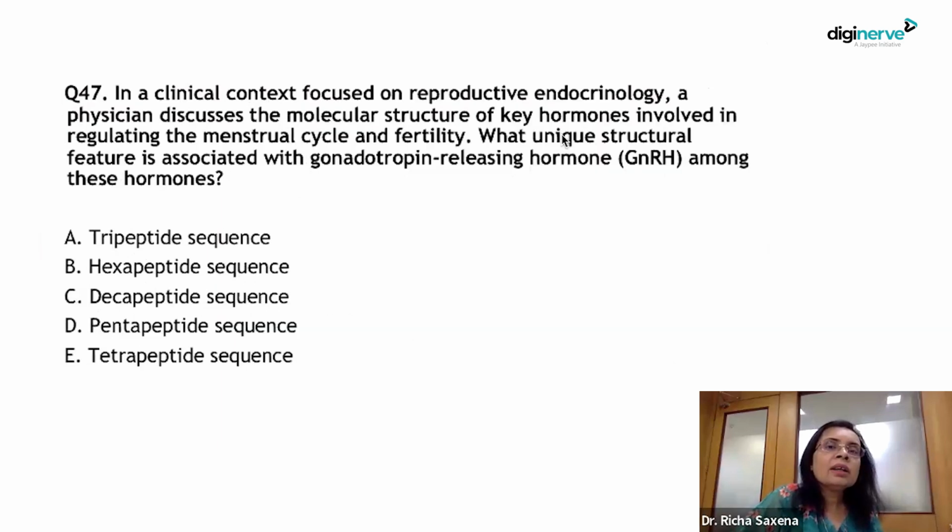In a clinical context focused on reproductive endocrinology, a physician discusses the molecular structure of key hormones involved in regulating menstrual cycle and fertility. What unique structural feature is associated with GnRH among these hormones? So GnRH is typically a decapeptide.